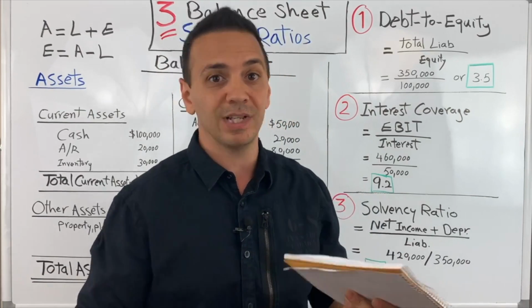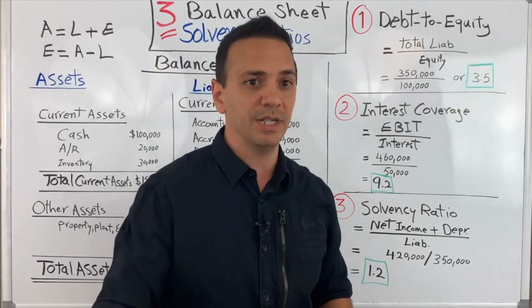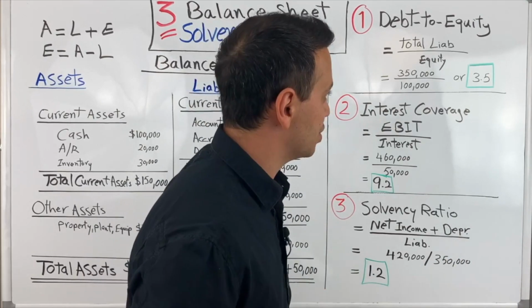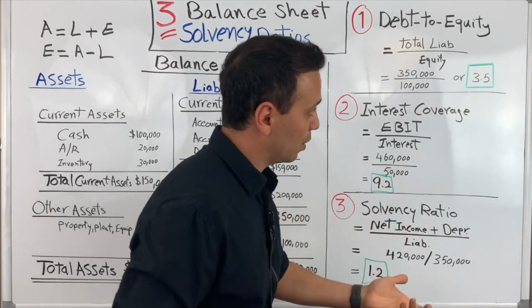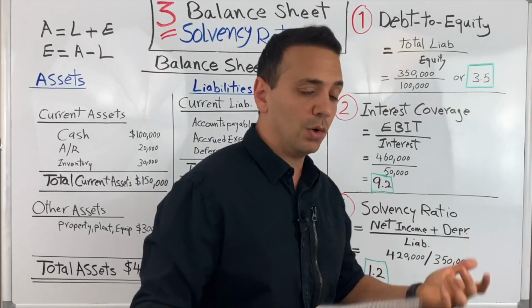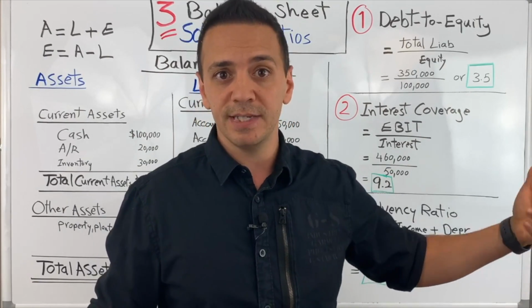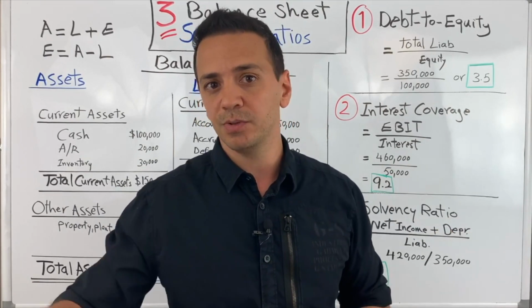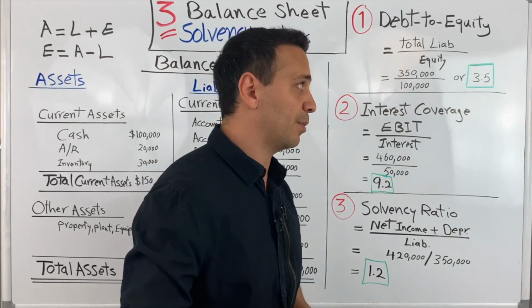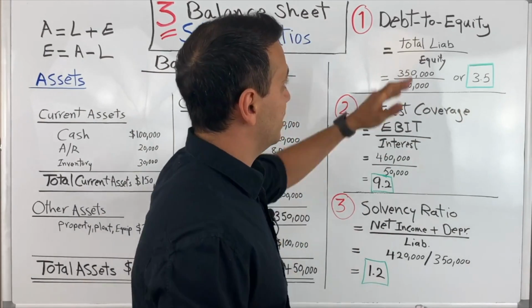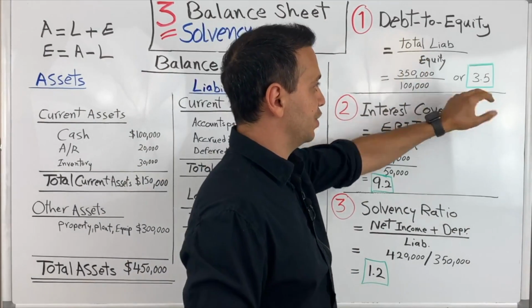You have to take it with the context of what's going on within the company. If they're taking advantage of low interest rates, for example, they rely more on debt than equity. It all depends on the cost of capital. Is it cheaper to pay interest and raise debt, or is it cheaper to issue stock and get the capital that way? So the debt to equity ratio in this case is 3.5.